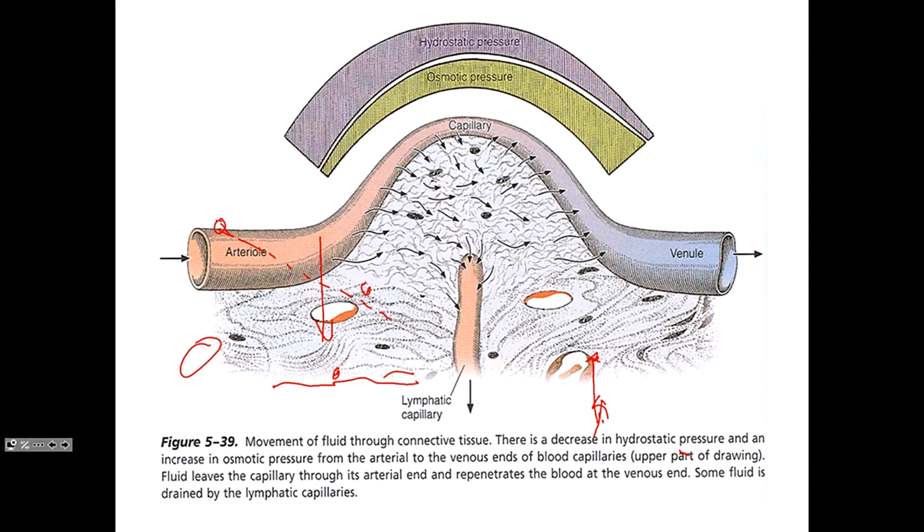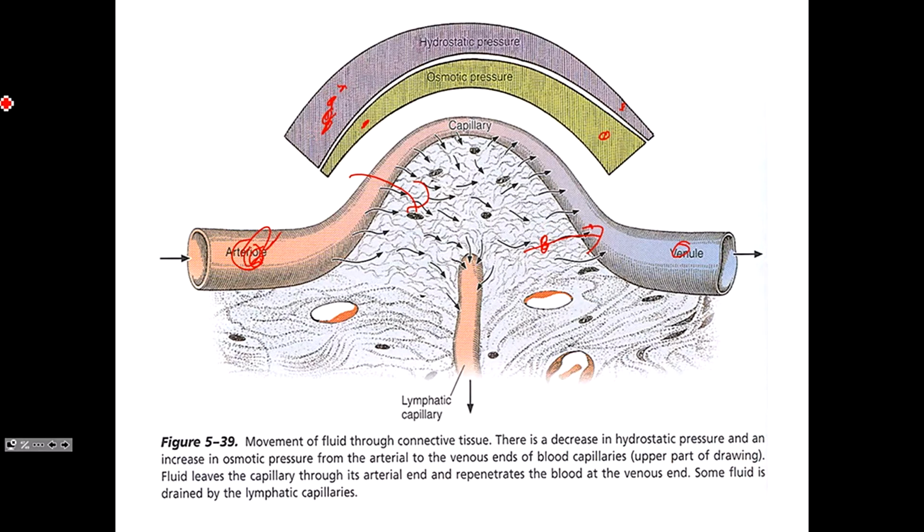On the arterial side, the hydrostatic pressure of arterioles exceeds the osmotic pressure, so then fluid's going to flow out into the connective tissue space. Conversely, on the venule side of things, the osmotic pressure here exceeds the hydrostatic pressure in the blood vessel, so then fluid is going to flow back into the venule. So it flows out of the arterial end, flows back in to the venule end.